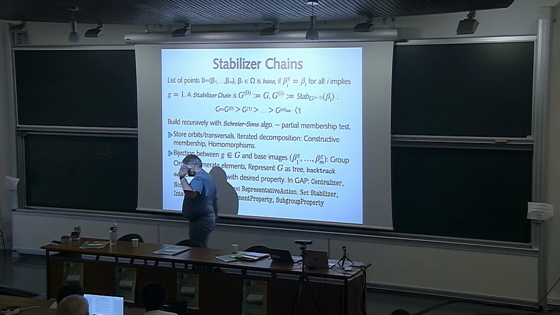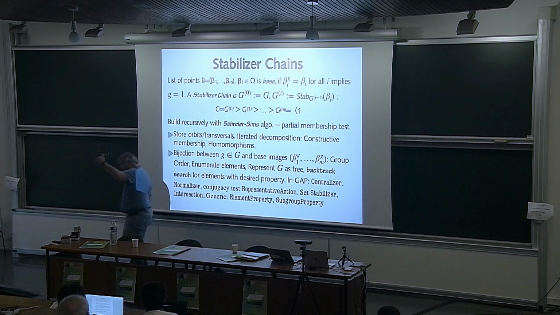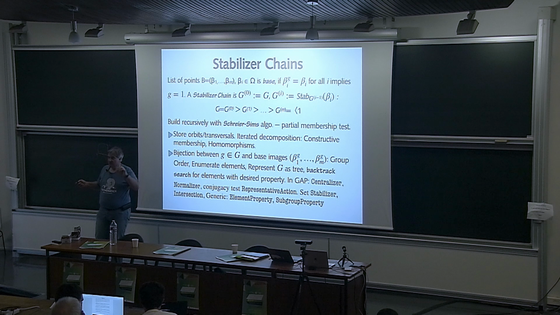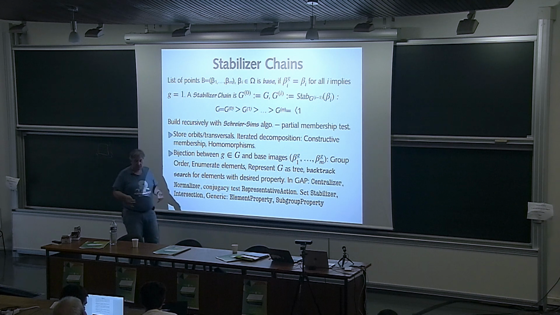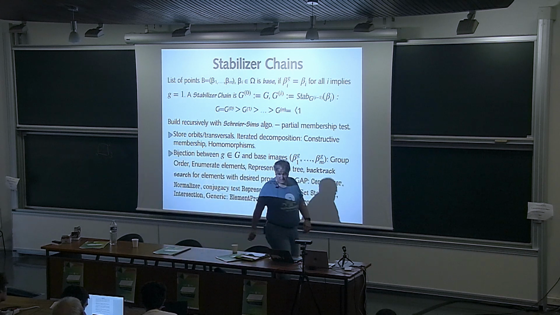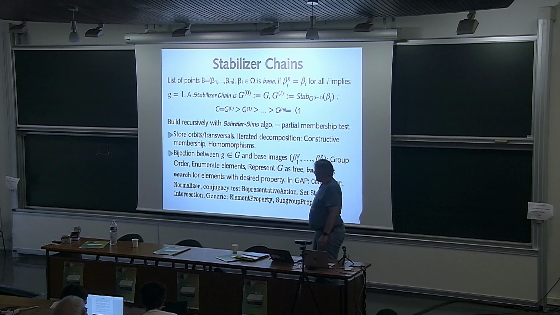So let's assume the image of the first base point is in the first orbit. I have a transversal element for that point. I divide off that transversal element and I will get something in the stabilizer. If the element is in the group, then this quotient is in the stabilizer. So that membership test recursively goes to the stabilizer, which is a smaller problem. And then I repeat, smaller and smaller stabilizer, till I end with a membership test in the trivial group, which I can do easily.